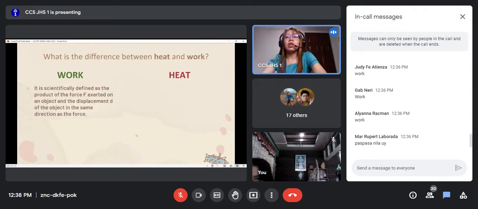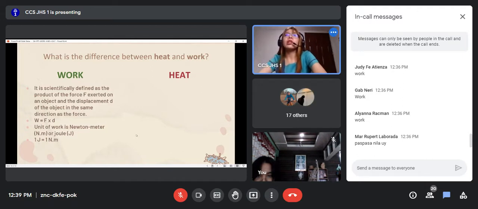Let's start with work. Just like what Miles said a while ago, work is scientifically defined as the product of the force exerted on an object and the displacement of the object in the same direction as the force. This is the mathematical expression of work: force times displacement. The unit of work is the Newton meter or joule, so 1 joule is equivalent to 1 Newton meter. This is just a review about work. And now let's have the heat. Heat is the energy in transit.